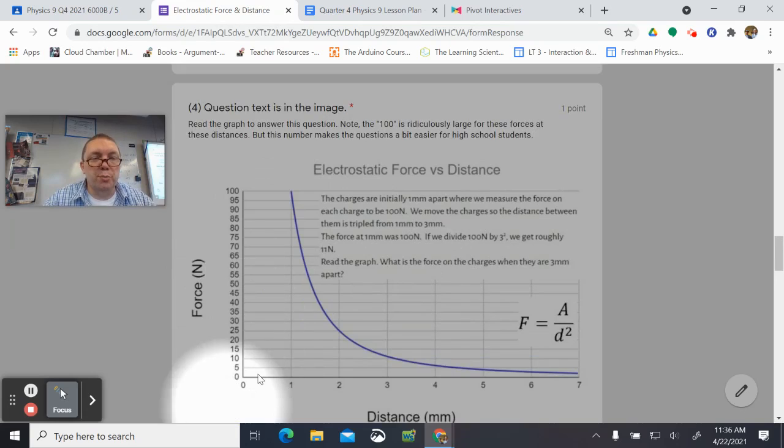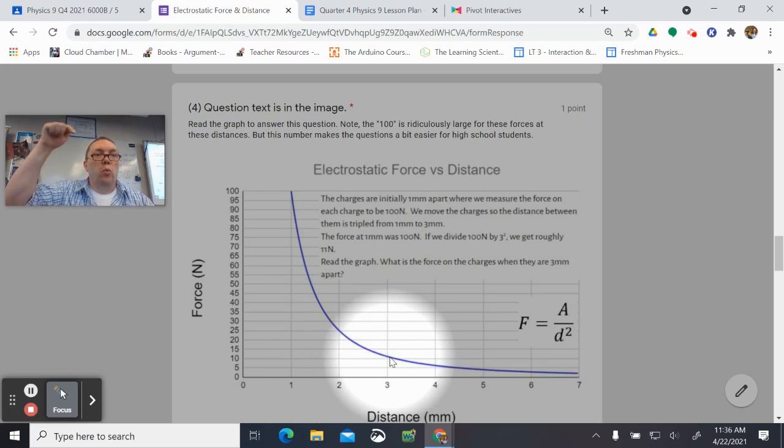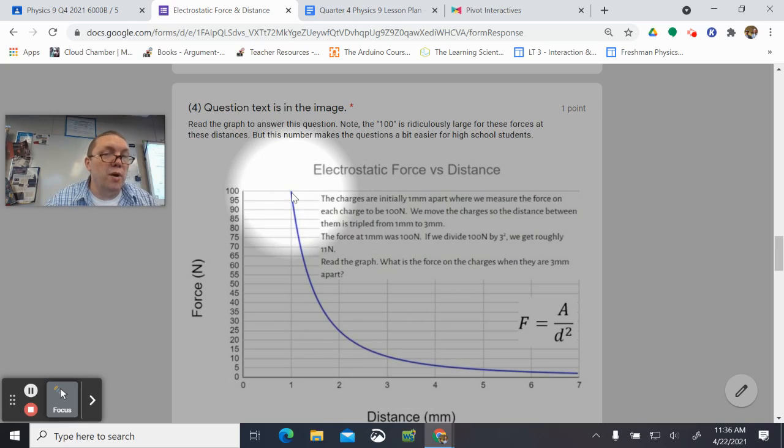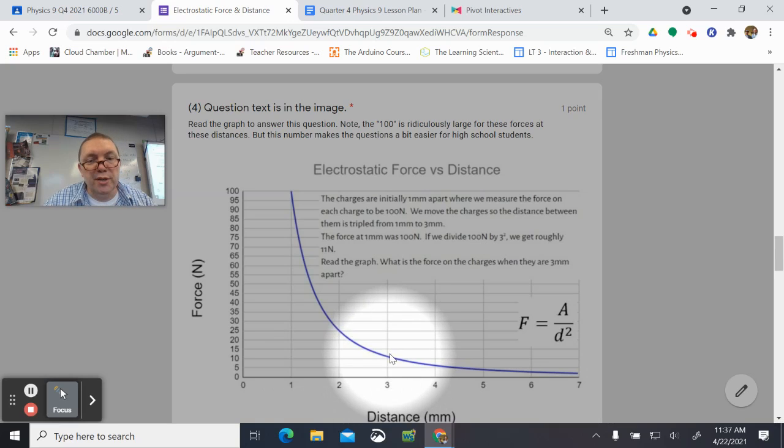So we tripled the distance. We went from d equals 1 to d equals 3. And our force went way down, right? Not just divided by 3. 100 divided by 3 is like 33. This is less than that. In fact, if we take 100 and don't divide it by 3, but divide it by 3 squared, 100 divided by 9, then we're right around that 11 point, right? So if we triple the distance, the force should be reduced to 1/9 of its initial value.